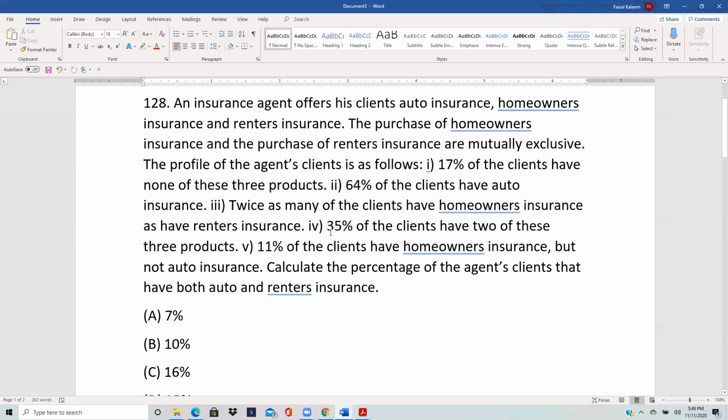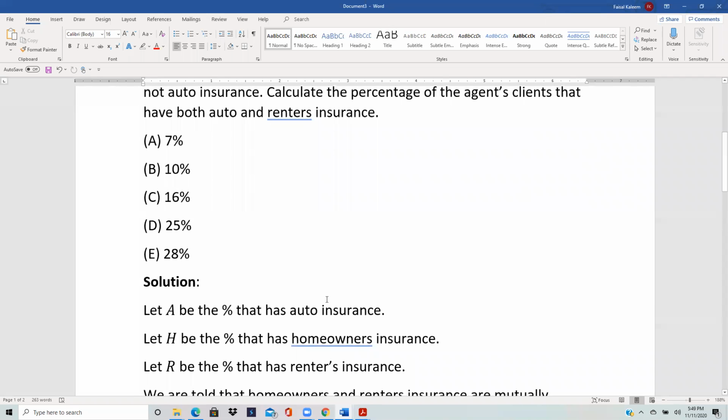35% have two of the three. 11% have homeowners but not auto. Calculate the percentage that have both auto and renter. So let A be the percent who have auto insurance, H be the percent that have homeowners, and R be the percent that have renters insurance.